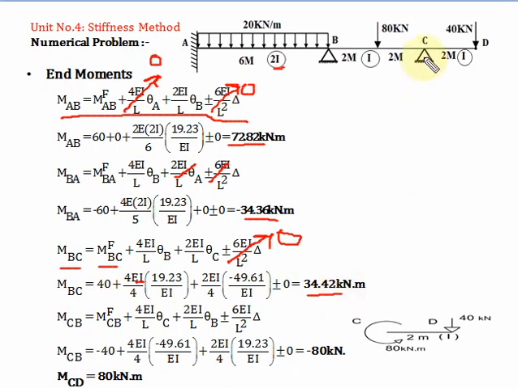Now the next member is CB. We'll apply the slope and deflection equation. This is the slope and deflection equation. Here the 6EI upon L square delta value is 0. The fixed moment in member CB is minus 40. The value of theta C is minus 49.61 upon EI and theta B is 19.23 upon EI. After solving this, the moment in member CB is minus 80 kilonewton meter.